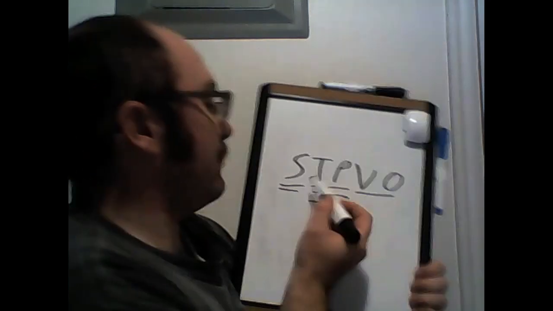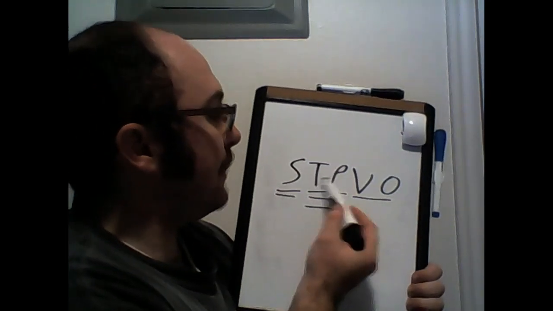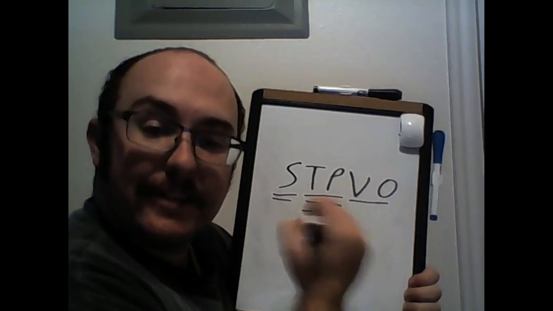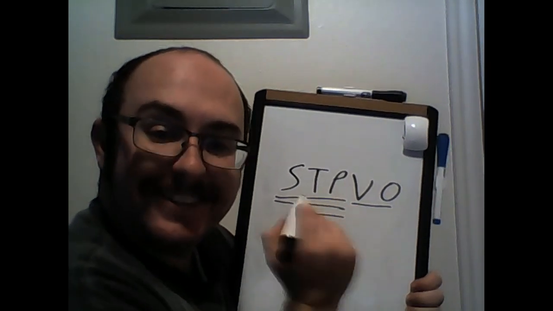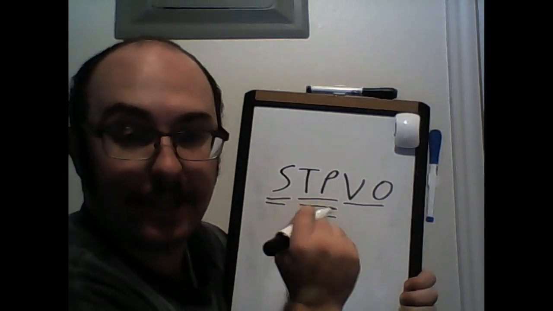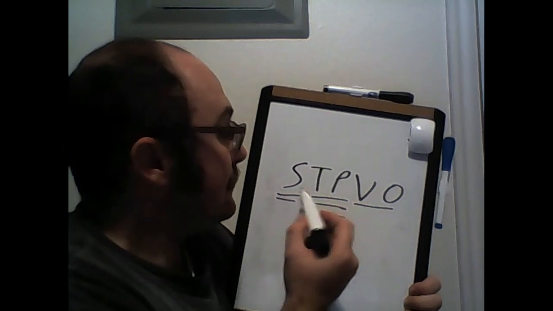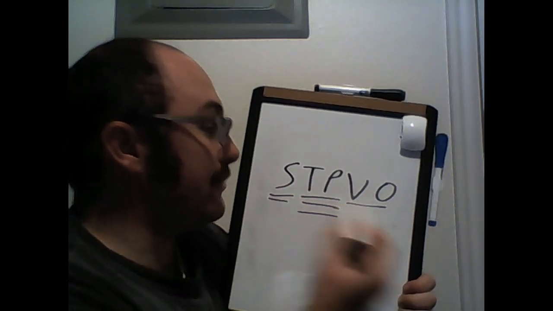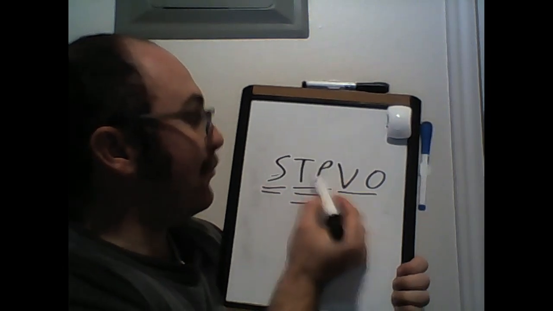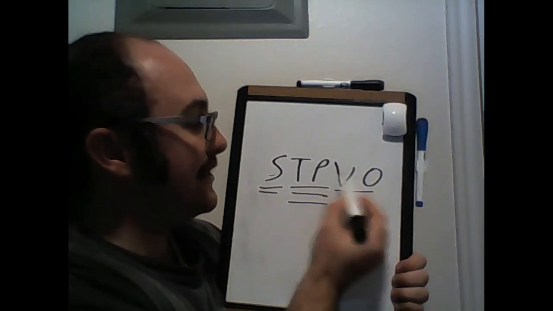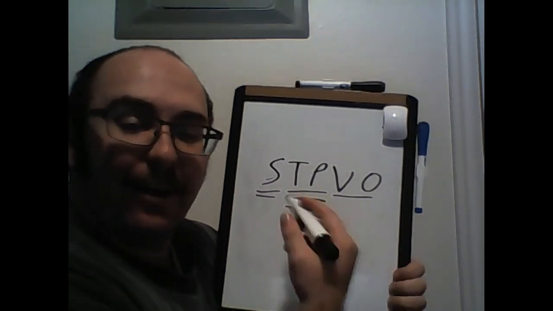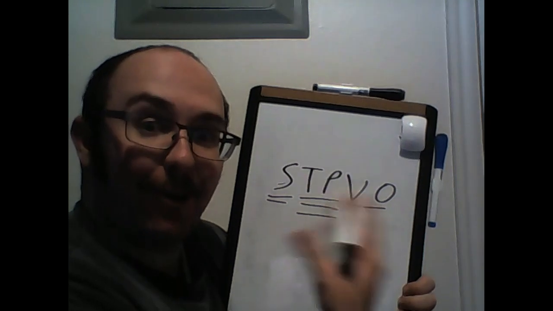So what do these all stand for? Subject, time, place, verb, and object. And except for very rare occasions, this is the sentence structure you will always use in Mandarin Chinese. So if you're going to use all of these, you'll say what is acting, when it's acting, where it's acting, what it's doing, and what it's doing it to. Always. So you'll always do it that way.